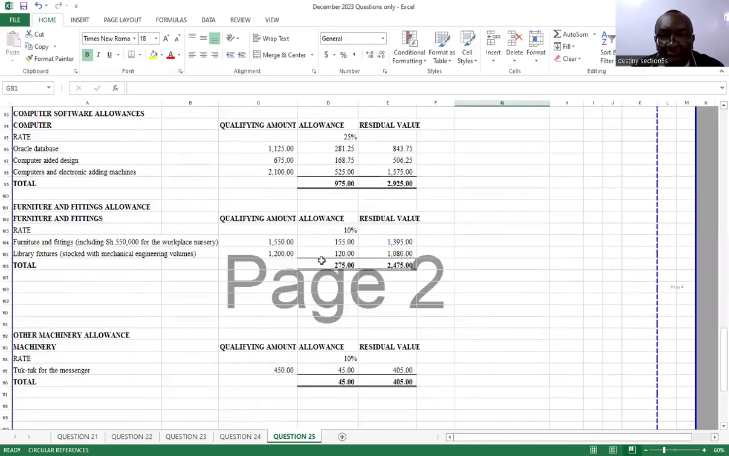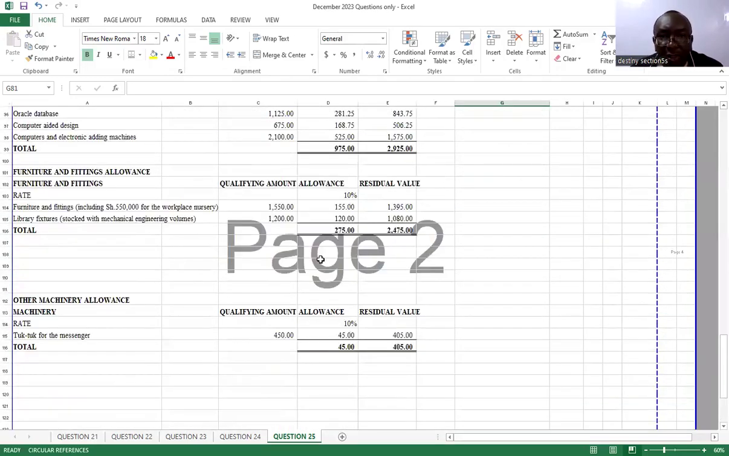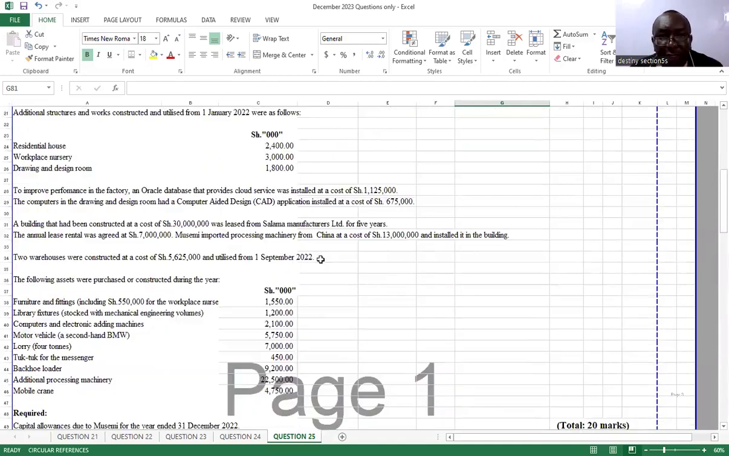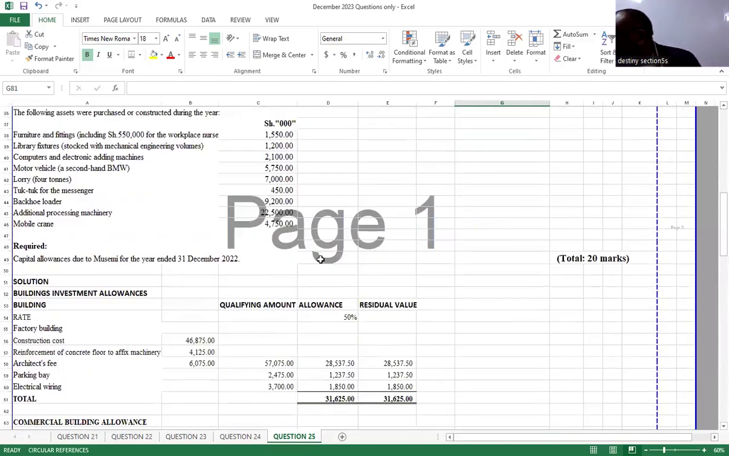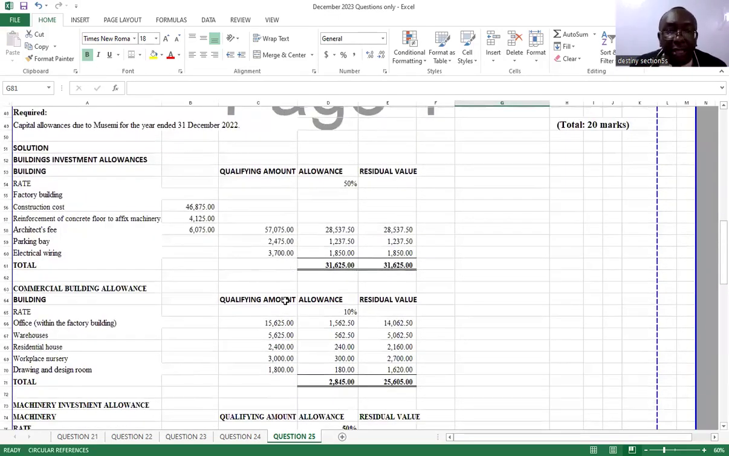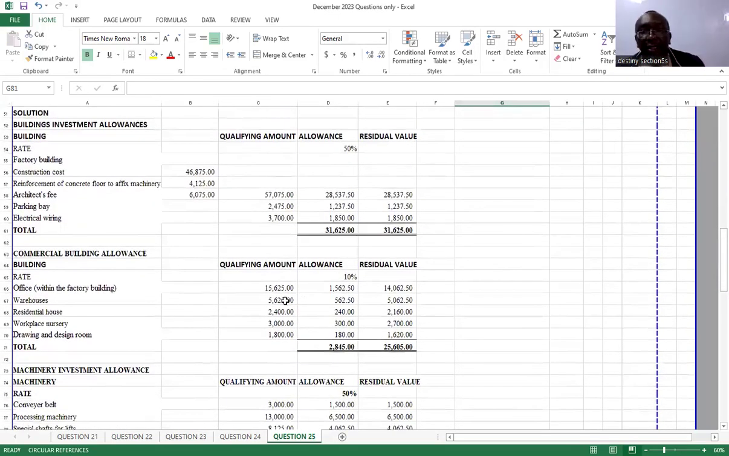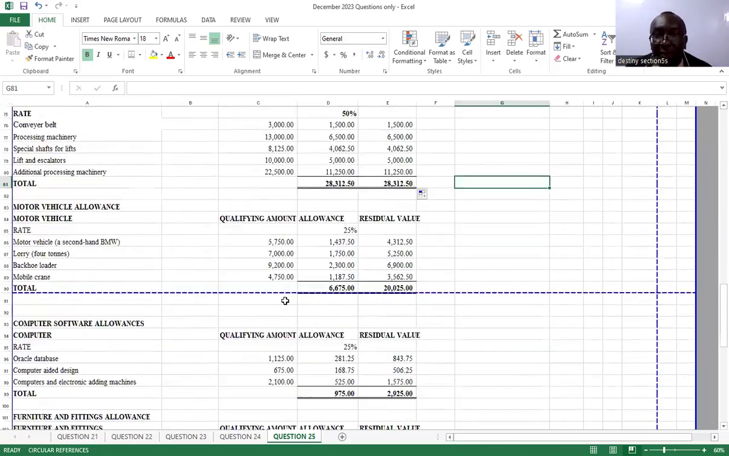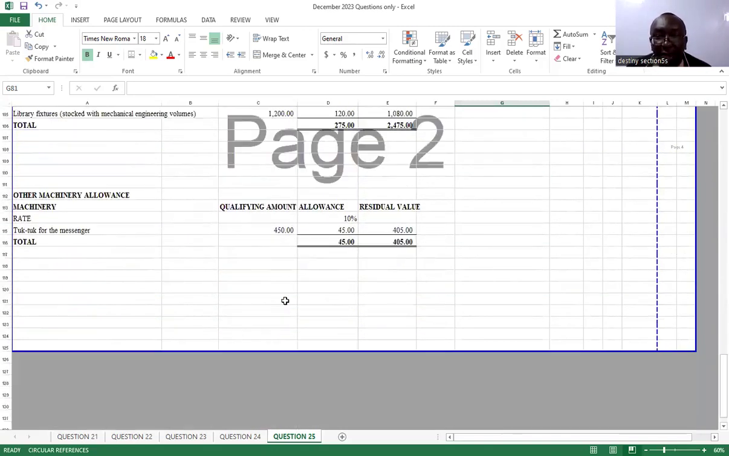So I think now we are done with that question, not unless there is any concern. I think we have picked everything. So if we have picked everything, then that's fine. That's how you are supposed to present your question. Then the examiner will pick the figures as you have given them.